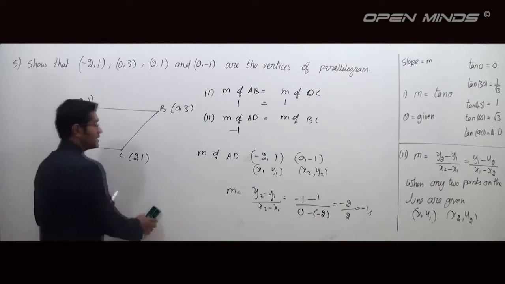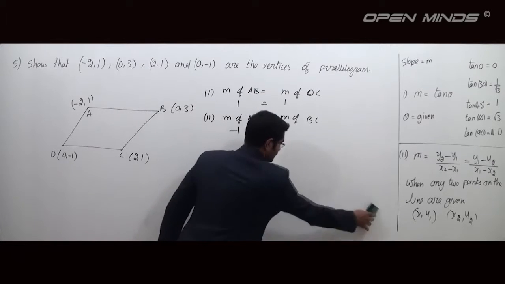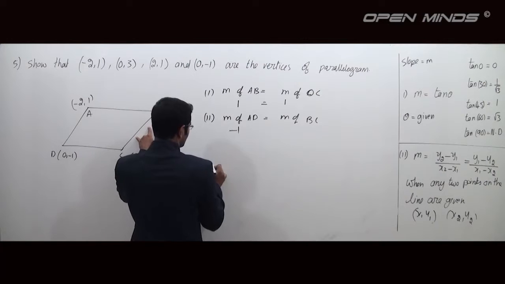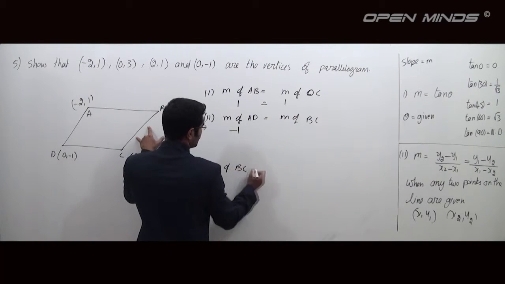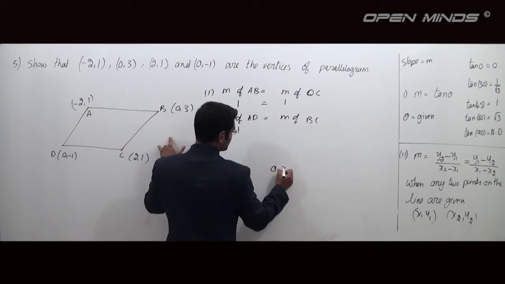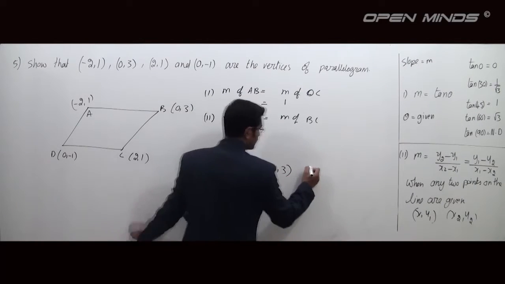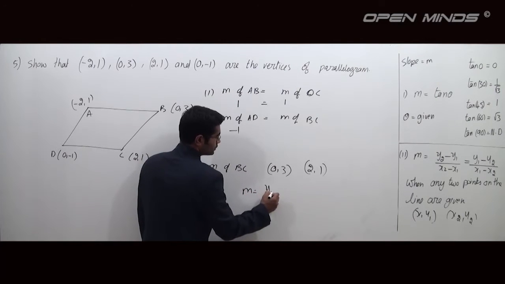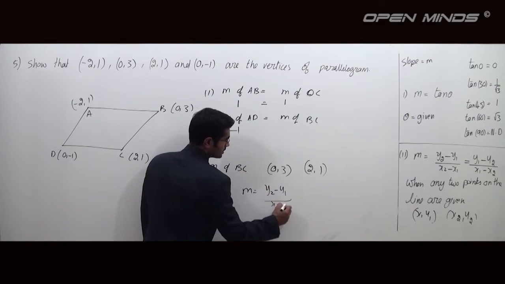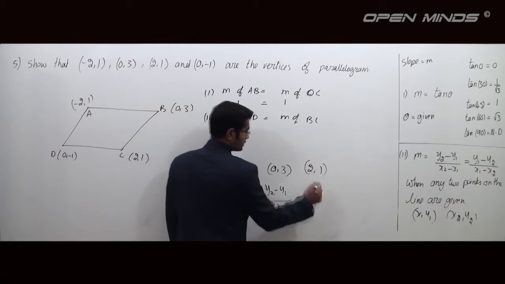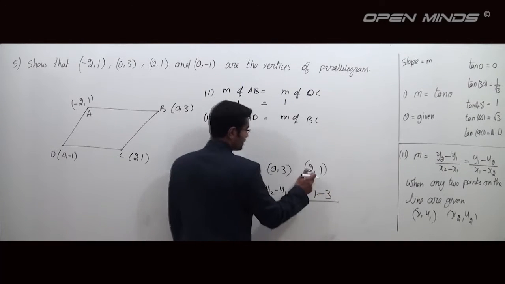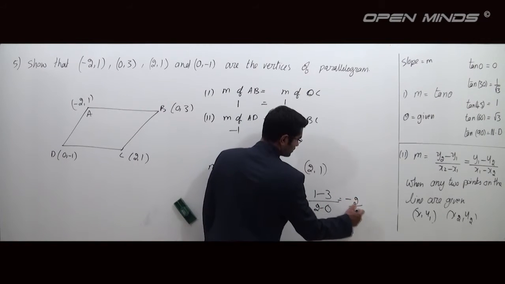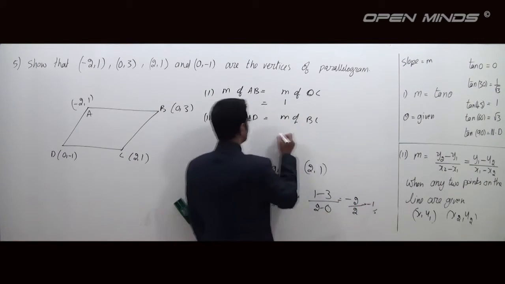Okay, so let's check the last one, the slope of BC, that is this one. So for that I'm taking the slope of BC is what I'm looking for. My points are 0, 3 and 2, 1. So what's the slope formula? M is y2 minus y1 by x2 minus x1. Who's y2? That is 1 minus of 3 divided by this 2 minus 0. So it's negative 2 divided by 2, which is negative 1. Cool. So this is also negative 1.